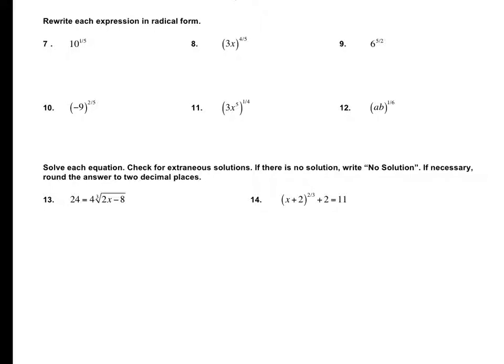Number 7, now we're going the other direction. So numerator is our power, denominator is our root. So this will be the 5th root of 10. Number 8, since 3x is together, that's going to go underneath the radical. The root goes here, and it's raised to the 4th power. The root is 2.